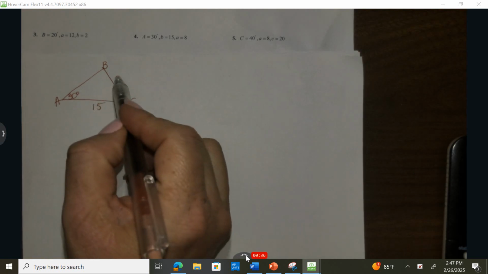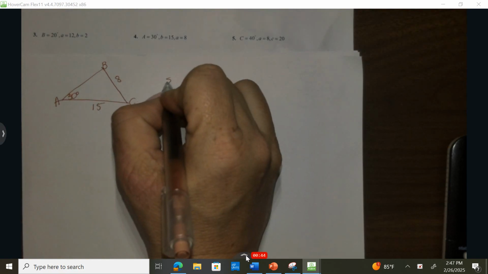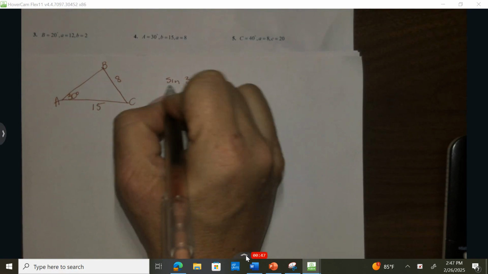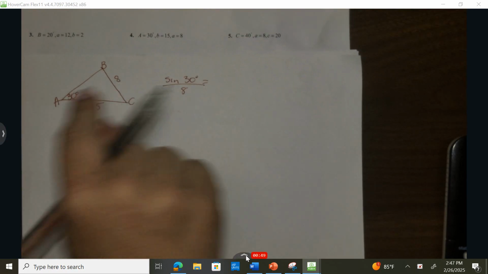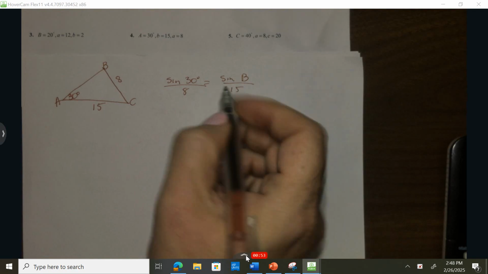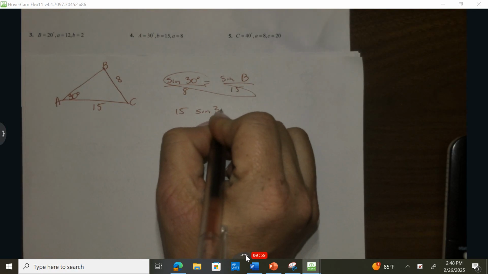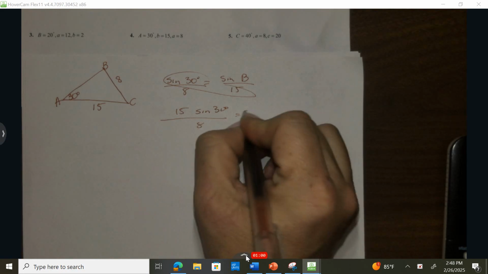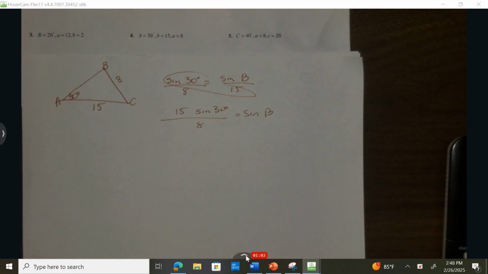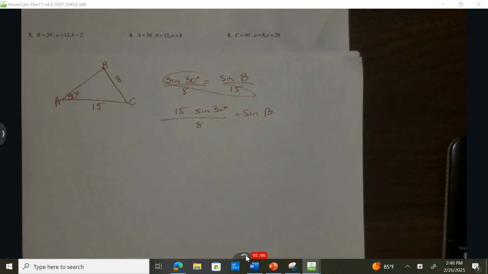I can see I have side, angle. And so again, that gives us our opportunity. I'm going to get this set up. We're going to do the sine of 30 degrees over 8, so these are opposite, is equal to the sine of B over 15. I'm going to cross multiply here. So I have sine of 30 degrees over 8 equals the sine of B. I kind of skipped one step there. It would have been set equal to 8 times the sine of B, and then I divide by 8. So I kind of did one step in here.